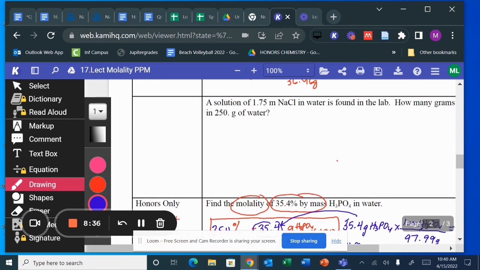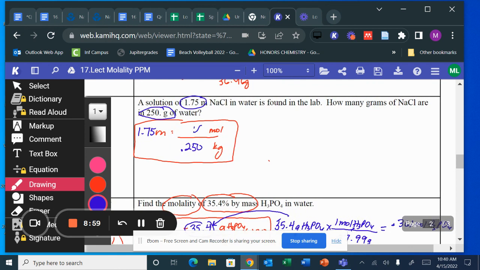All right, this one is very simple as well. Let's go ahead and write the formula. Molality is equal to moles over kilogram. For this one, they gave us the 1.75 here. Then the kilograms, so the grams of water here, I'm going to change that to kilograms, 0.250, easy. And then here I will find the moles. So multiply that, I'm going to get X is equal to 0.438 moles of NaCl.